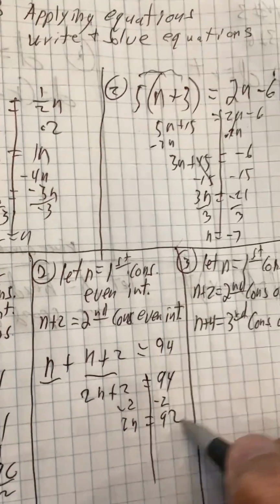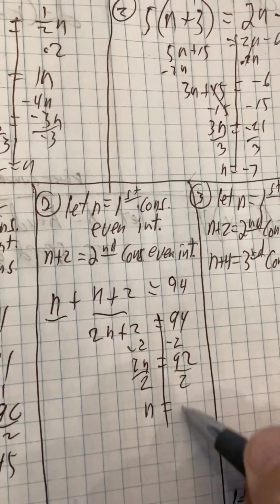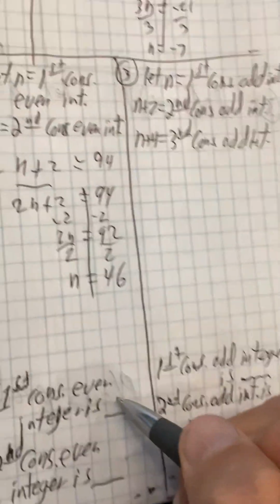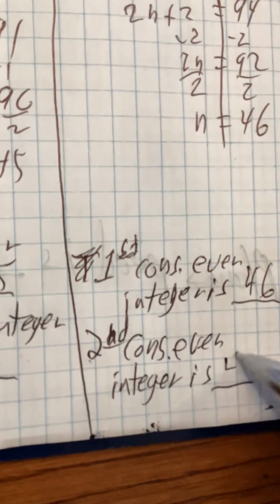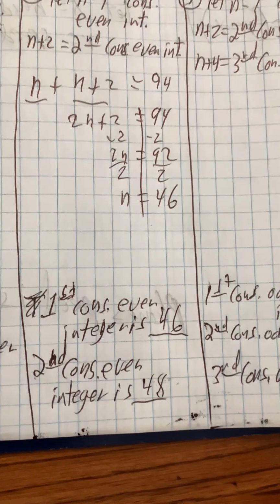2n equals 92. Divide by 2. N equals 46. So the first is 46, and the second has to be 48, and those would add up to 94. So I'm right, and I know I'm right.